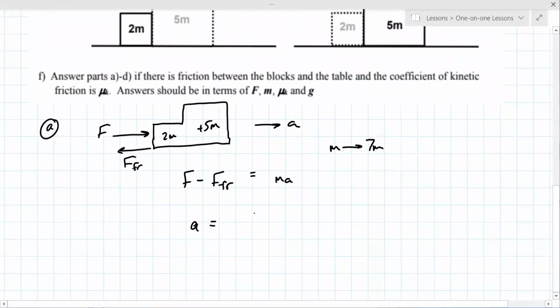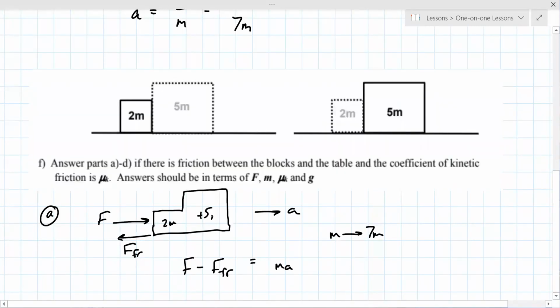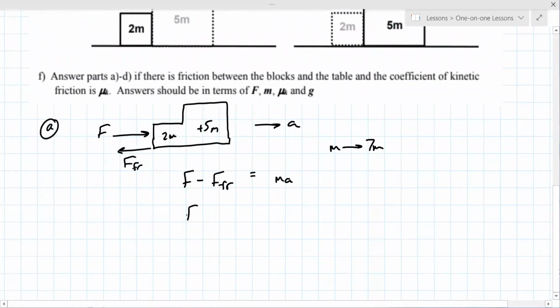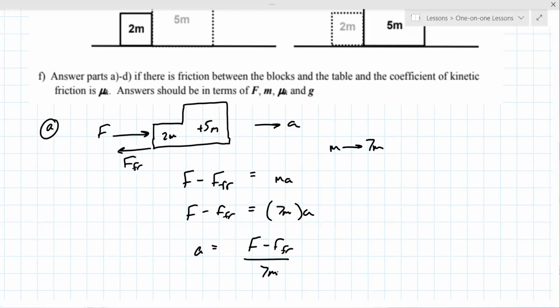Let me not jump to that step yet. F minus the force of friction equals 7m times a. So the acceleration is F minus the force of friction over 7m. Let me get this all down first.